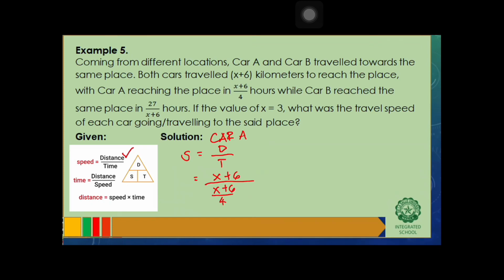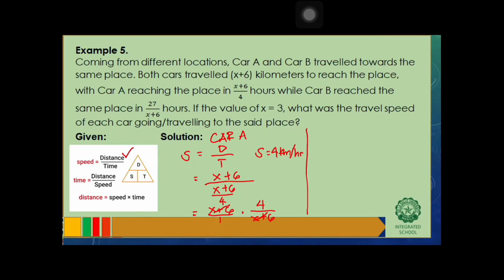So if you simplify the expression, you have x plus 6 all over 1 multiplied by 4 over x plus 6. And as you notice, you can cancel x plus 6 because if you divide x plus 6 by x plus 6, you end up having 1. So you can cancel that, x plus 6. So for the final answer for car A, the speed of car A is equal to 4 kilometers per hour.